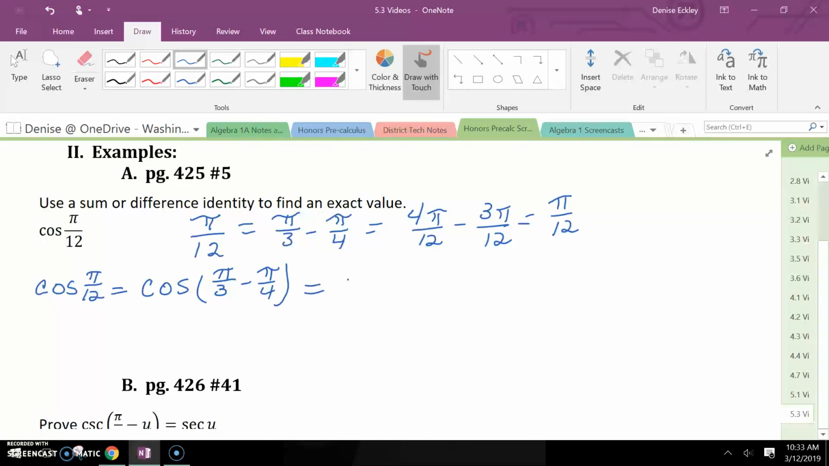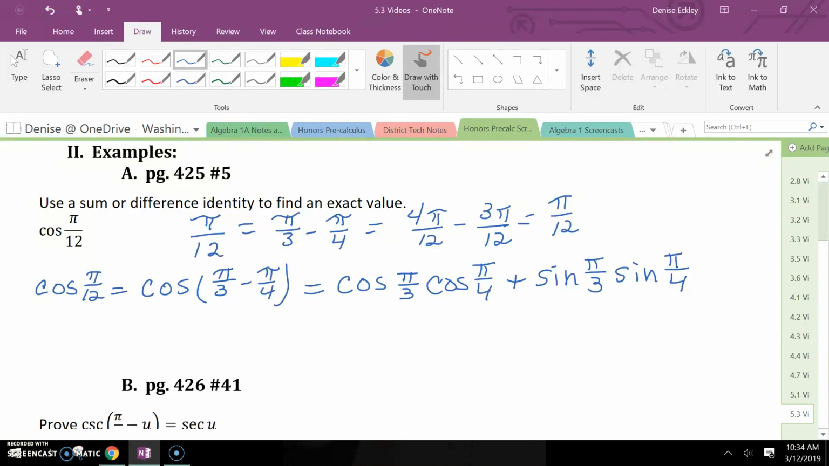So that becomes cosine of pi over 3 times cosine of pi over 4 plus sine of pi over 3 times, that should be a sine, sine of pi over 4. Now I have to just use my unit circle knowledge to go ahead and finish this.